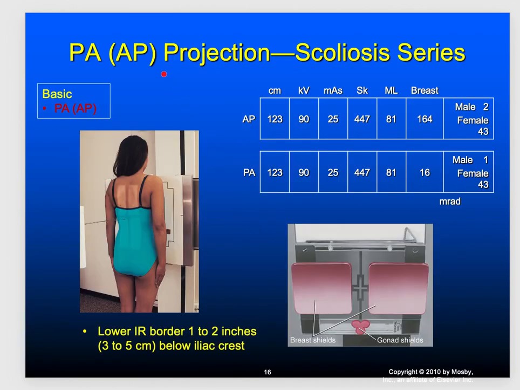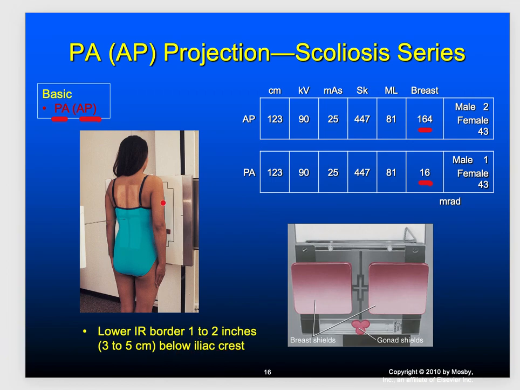Okay? So this is just a chart of AP/PA as far as kV, mAs, and breast tissue dose. They're saying that in an AP position, you have higher radiation to the breast tissue than in a PA position. So female patients, try to do them in a PA. Male patients, they're usually placed AP. Okay, so lower image receptor border 1 to 2 inches below the iliac crest.